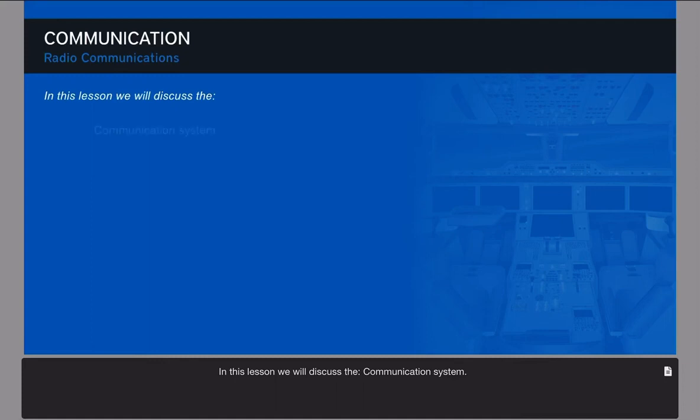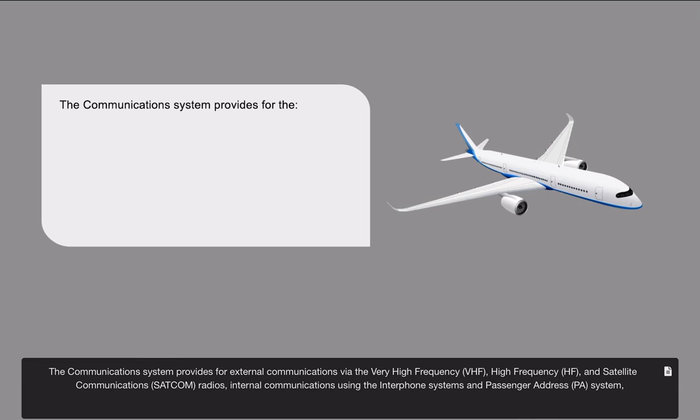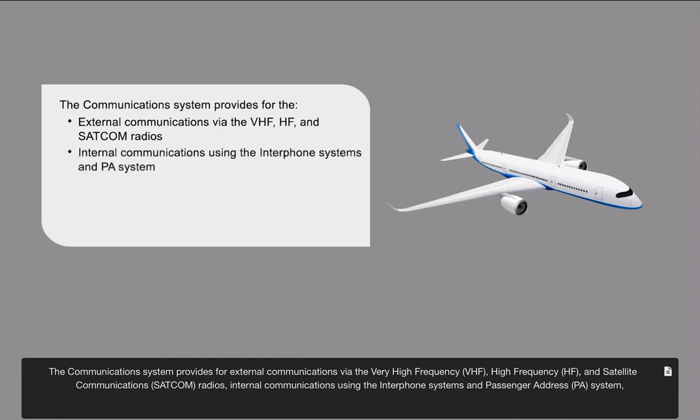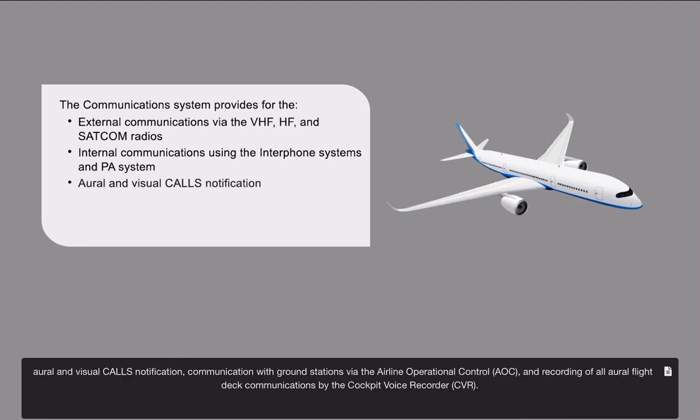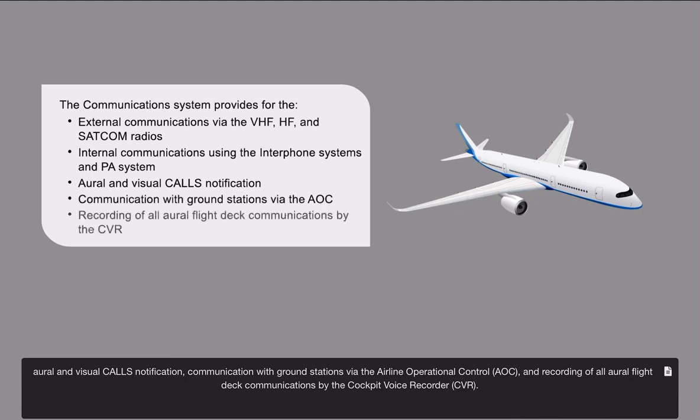In this lesson, we will discuss the communication system. The communication system provides for external communications via very high frequency (VHF), high frequency (HF), and satellite communications (SATCOM) radios, internal communications using the interphone systems and passenger address (PA) system, oral and visual calls, notification, communication with ground stations via the Airline Operational Control (AOC), and recording of all oral flight deck communications by the cockpit voice recorder (CVR).